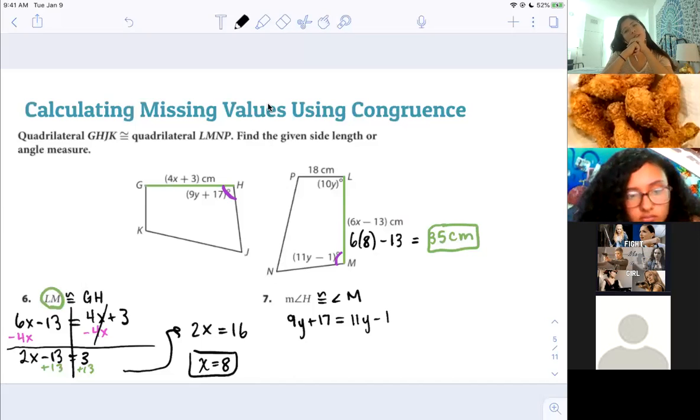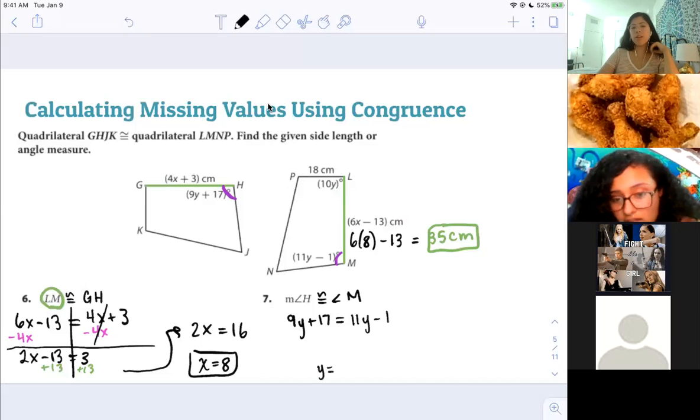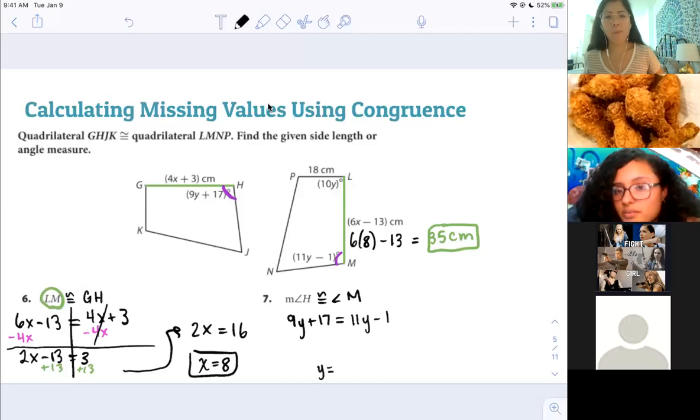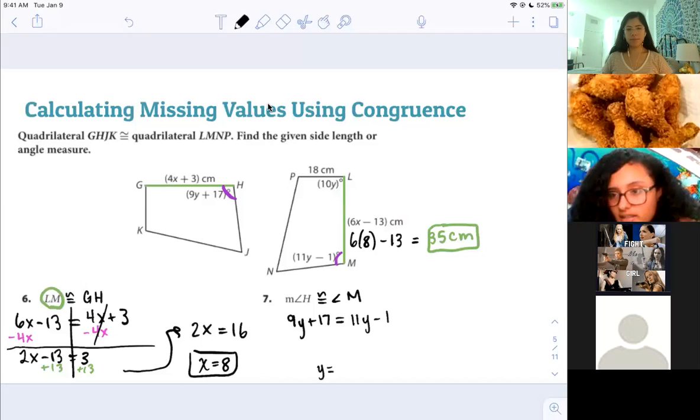And when you've got an answer, you can type it in the chat. Miss, do you want us to find the size of the angle? Just start by finding the value of y. Oh, okay, and then we're done.